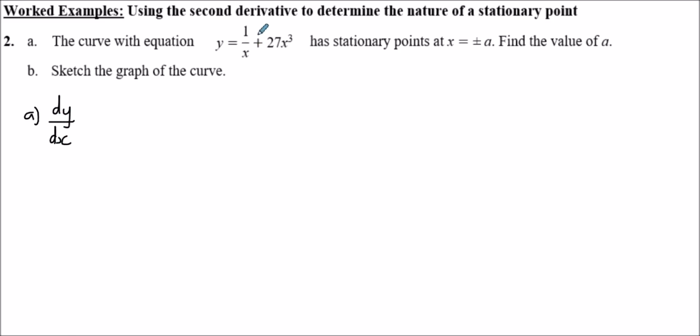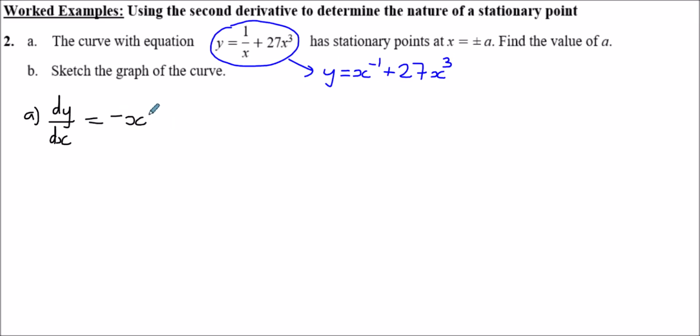So what I'd suggest doing first of all, actually, come to think of it, is just rewriting this in a slightly nicer form. 1 over x is x to the power minus 1. When we rewrite them in index form, it just makes it much easier to differentiate. So dy by dx, bring the minus 1 to the front. We have minus x to the power minus 2. Bring the 3 to the front. 27 times 3 is 81. 81x squared.